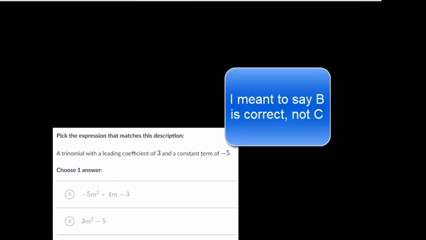So let's keep going. And we have another expression that's going to match this description. So now we have a trinomial. So we're looking for something with 3 terms. Remember, tri for tricycle, 3-wheeled bike. And it's got a leading coefficient of 3 and a constant term of minus 5. So looking at our answers, we know B is not right because that has only 2 terms. And it's got a constant term of minus 5. So at the end, we're going to be subtracting 5 here. And there's only one option with that being the case.